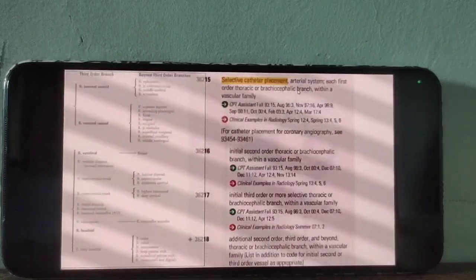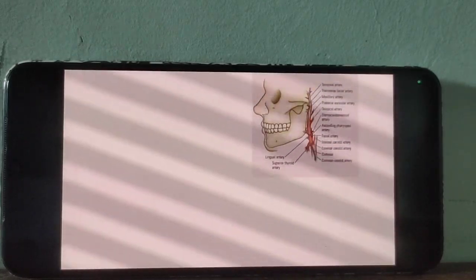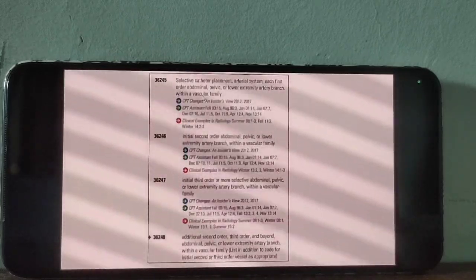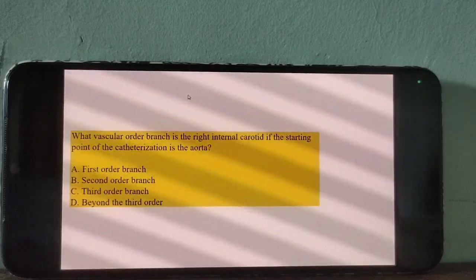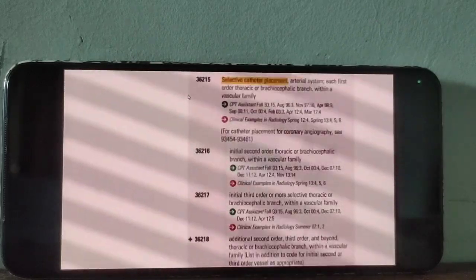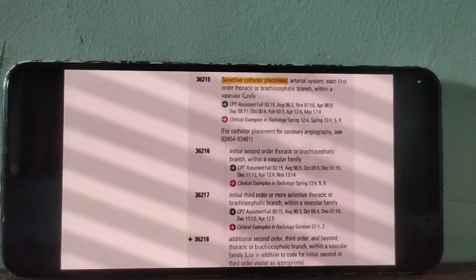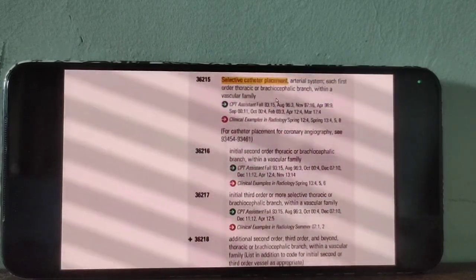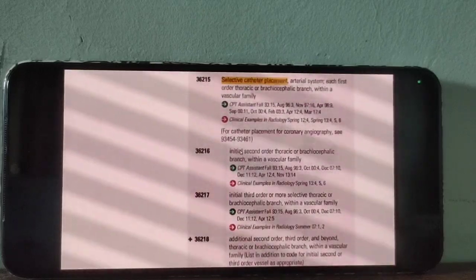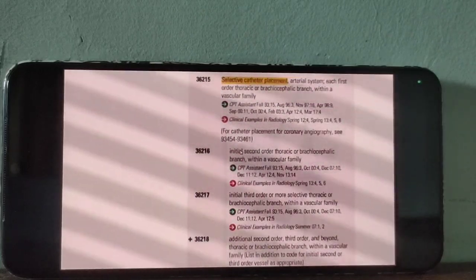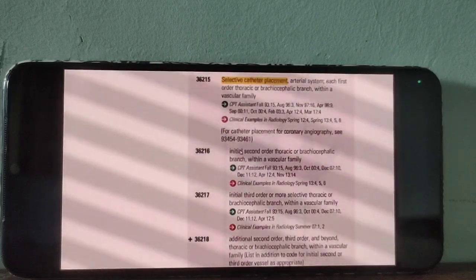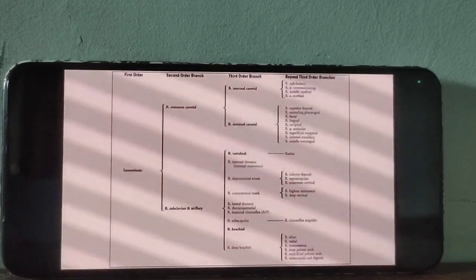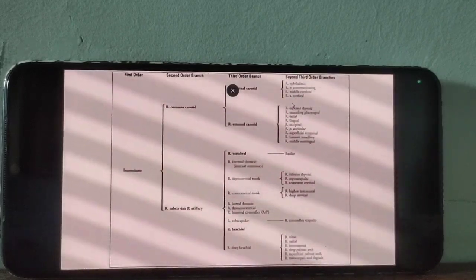So for the first one, you go for the primary code. This section is abdominal and pelvic, but because this is a code section for thoracic and brachiocephalic, for my explanation I just take this code section. So there are 3 terminations, all terminating beyond the third order.